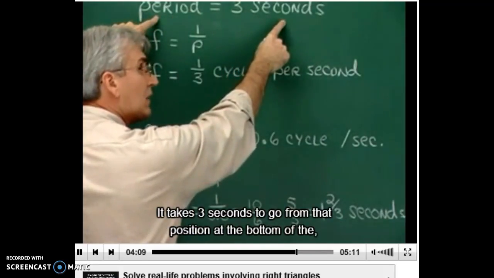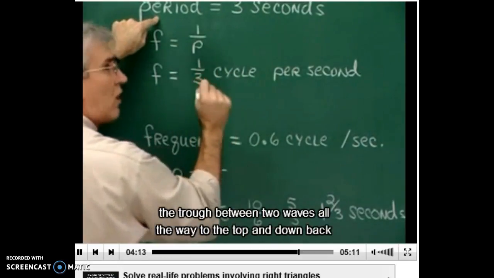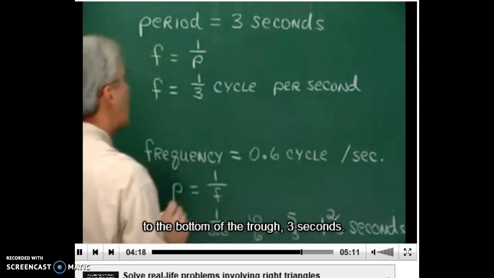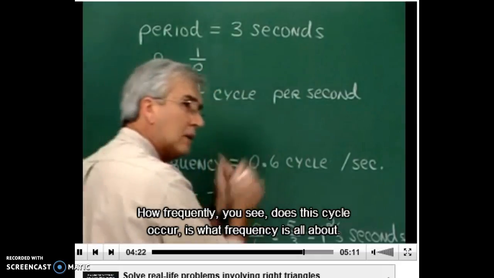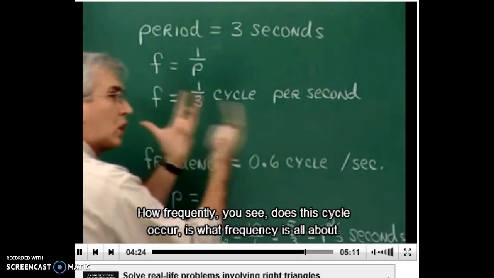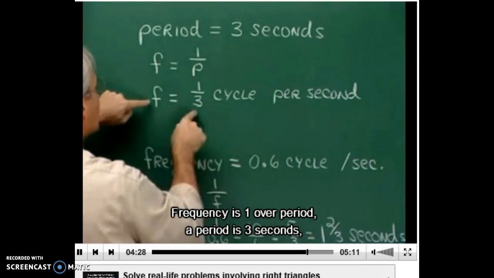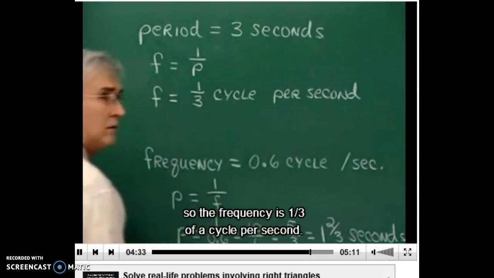All right, now, suppose the period involved with our buoy is a period of 3 seconds. It takes 3 seconds to go from that position at the bottom of the trough between two waves all the way to the top and down back to the bottom of the trough. 3 seconds. Now, what's the frequency? How frequently does this cycle occur is what frequency is all about. Frequency is 1 over period. Period is 3 seconds. So the frequency is 1/3 of a cycle per second.